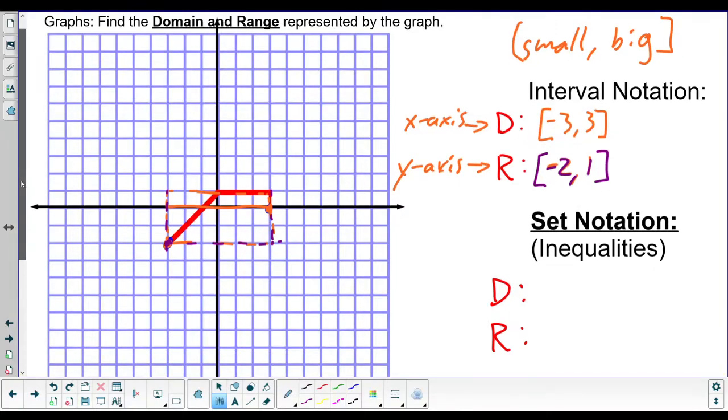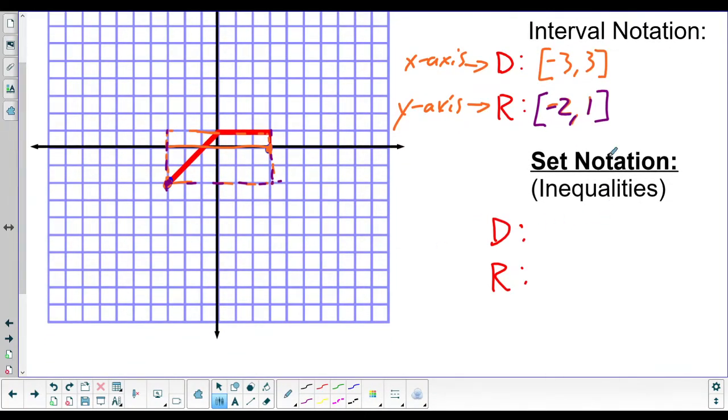Okay. So now for domain. We're going from -3 to 3, so we're going to put x from -3 to 3. It's a bracket, so we're including it. So x can equal both those, so they should have lines under them. For range, we're going from -2 to 1.